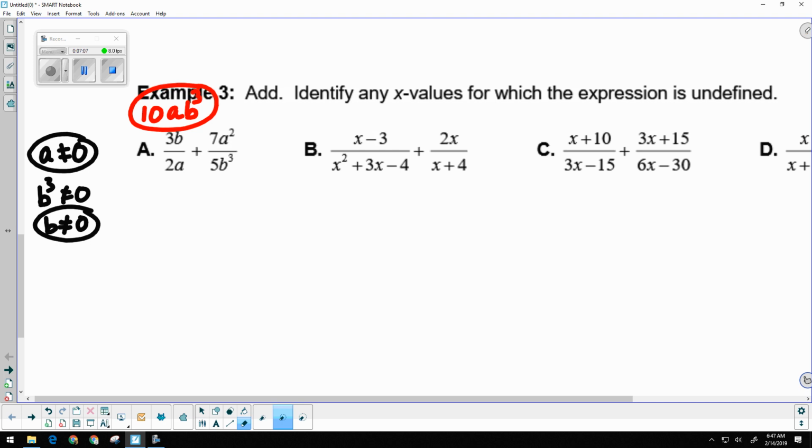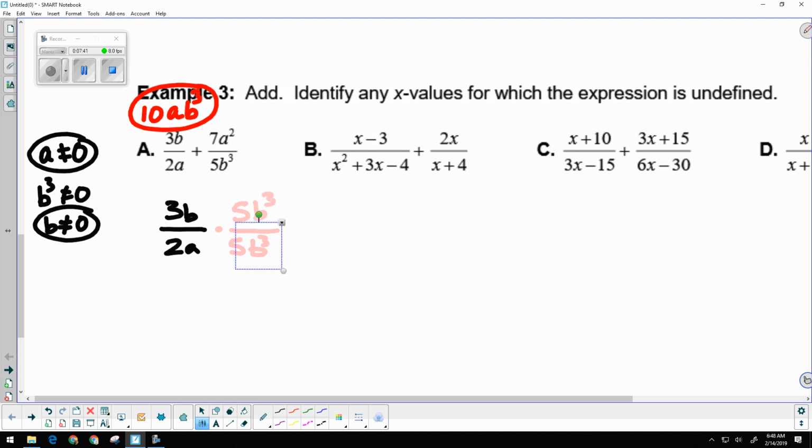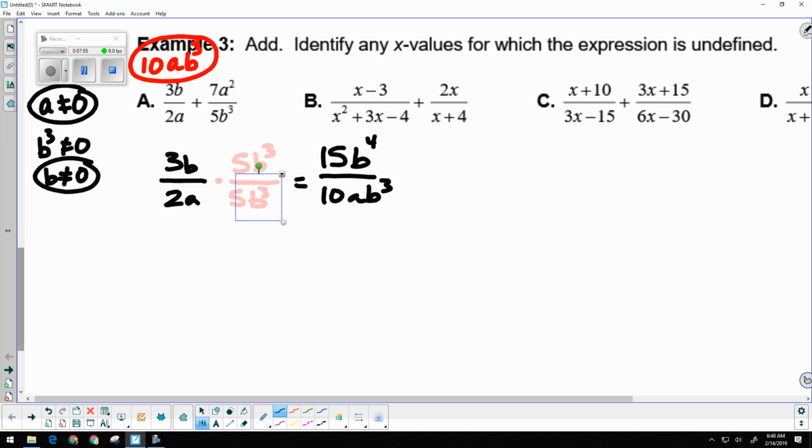Now I have to create that common denominator in each fraction using multiplication. So I'm going to rewrite the 3b over 2a. What am I multiplying 2a by to get to 10ab cubed? 2 times 5 is 10. The a is already there, so I don't need to change anything with the a's, but I do need a b cubed. Now, what you do to the bottom, you have to do to the top. So that is going to come to 15b to the 4th over 10ab cubed.